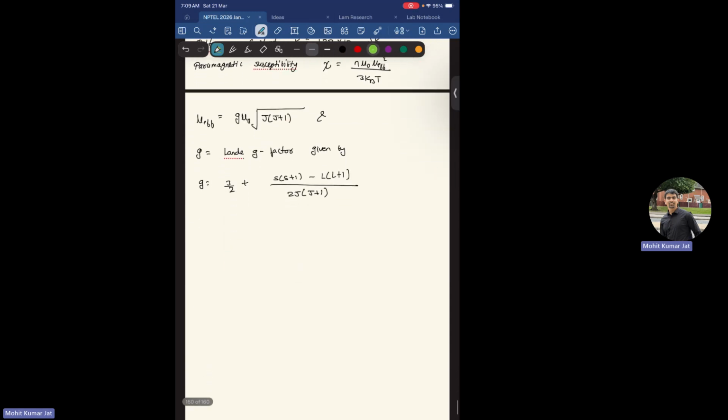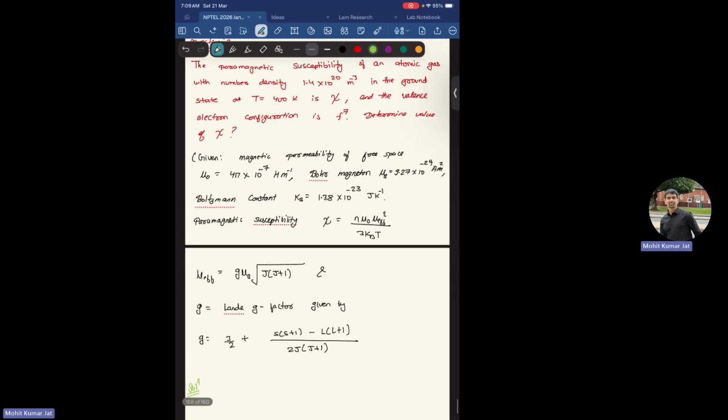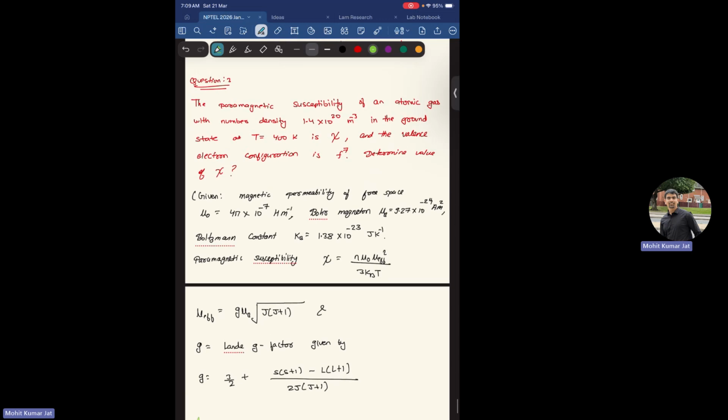Now let's do the solution. So almost everything is given in the question. Depending on the electronic configuration of the F7, we'll have to evaluate the spin S and the L part, and then the total J part. We'll then estimate the Lande g factor g. We'll substitute this in estimating the mu effective, and if we know the mu effective, we can then estimate the chi, which is the magnetic susceptibility.